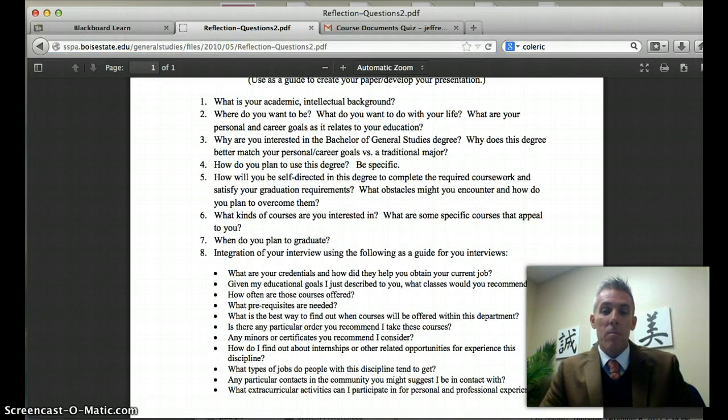And then your interviews. All of these questions here, not all of them in the present, but clearly they weren't necessarily in the past. What are your credentials and how did they help you obtain your current job? That helps you understand how you might be pursuing the same credentials, and so that could be a present and future. I'm not going to walk you through all of these.